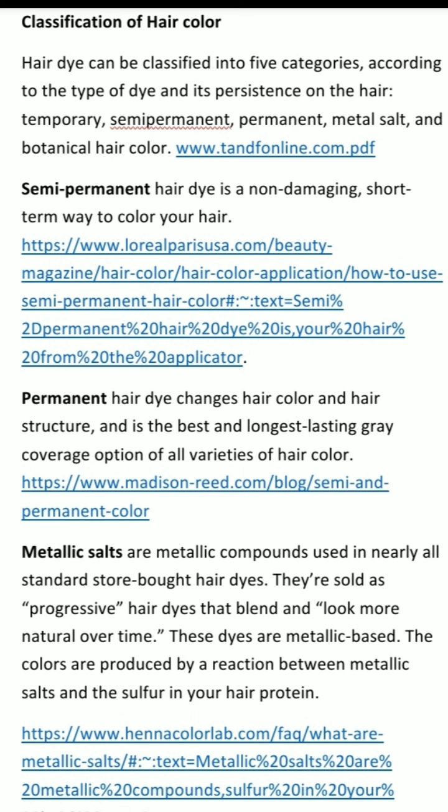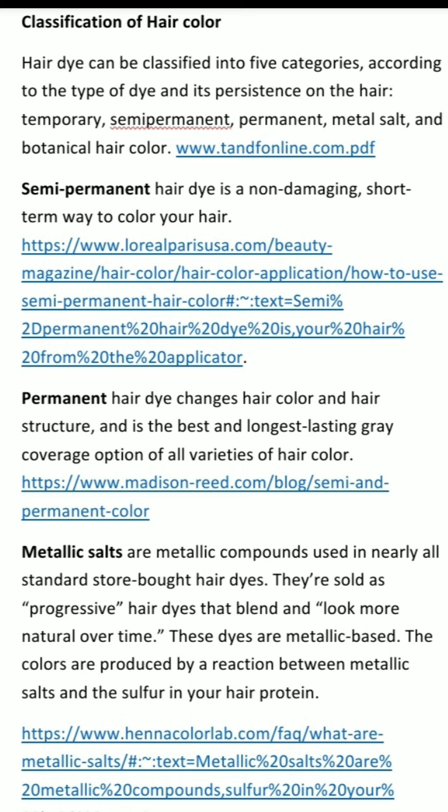So first, the semi-permanent hair dye is a non-damaging short-term way to color your hair. So, in short, mo ni siya ang semi-permanent, which will last 4 to 6 weeks.